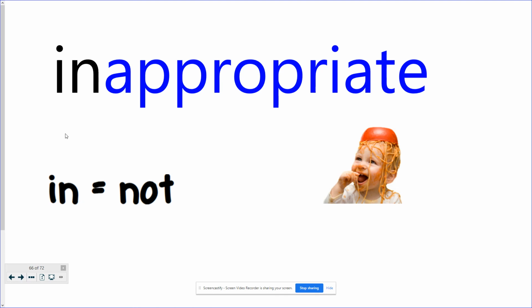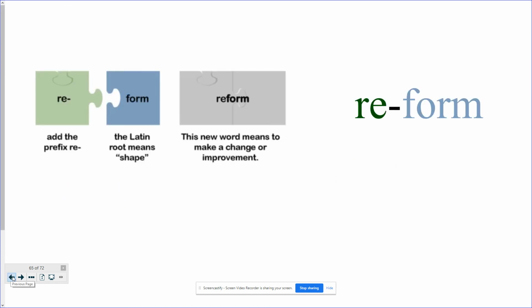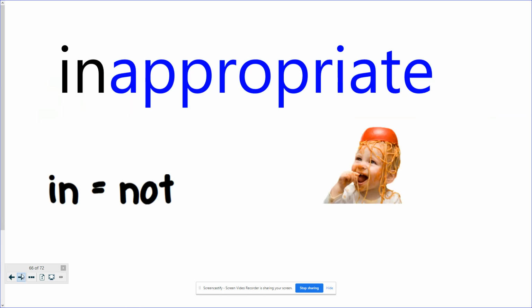In means not. So here's your prefix. Here's your root, appropriate. Now, in means not, so it's not appropriate. Okay, that's not how you eat spaghetti. And that's where we'd break our syllable. This one would actually have a couple of them. Appropriate is broken up. But look at this: re, form, in, appropriate. So you get more.